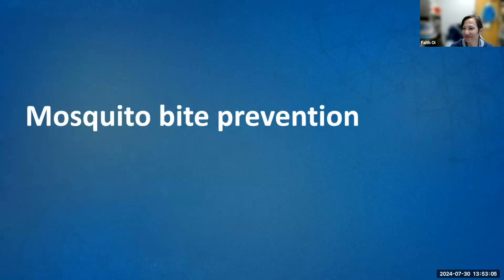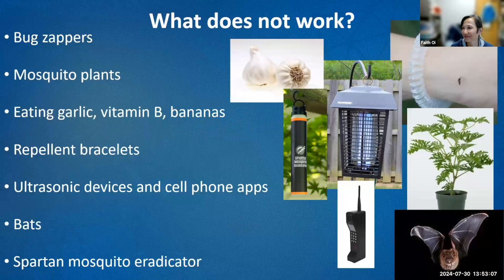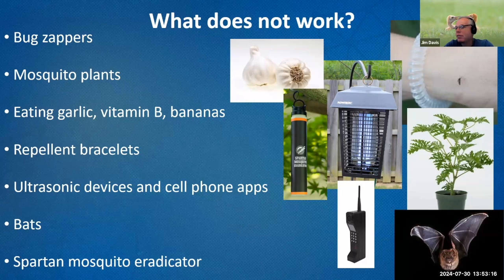It's pretty neat. All right, so let's talk about control here at the end. We're getting close to the end. Bug zappers: you're going to kill a lot of moths, not a lot of mosquitoes. Those are not effective. Mosquito plants, not effective. I get this all the time. Eating garlic, vitamin B, bananas, no.